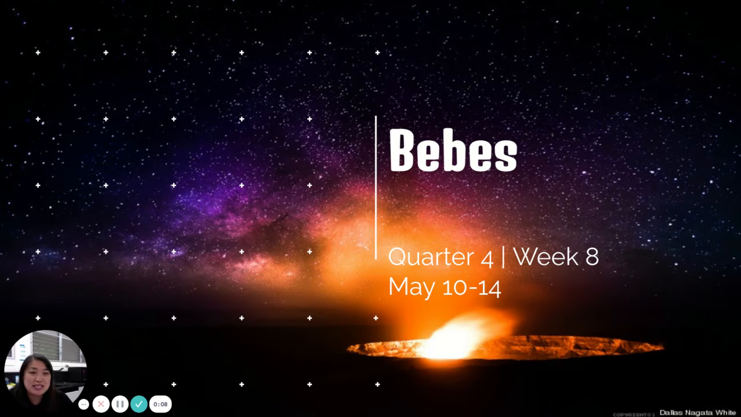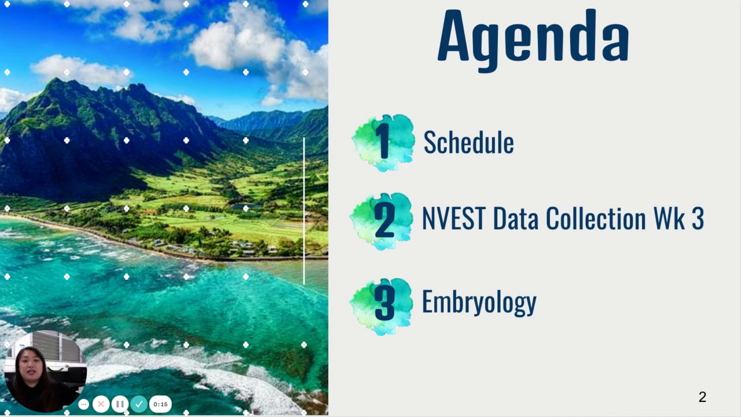So for today, the assignment is called Bebes, because we're going to be taking a look at some bebes to see what kinds of relationships they have between different species. So here's the agenda for today. It's the schedule and then reminders of the schedule, and then reminders about Invest, because you should be collecting your week 3 data at this point, your last round of data. And then the last thing is Embryology, which is like the fancy word for studying babies that haven't been born yet. So in the earliest stages of development, what do these different creatures look like?